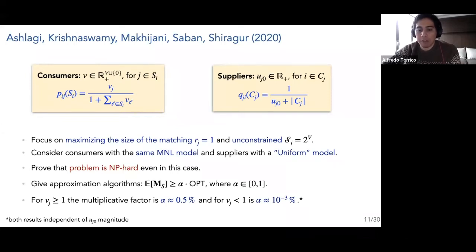For the other case, when consumers value staying less than leaving, the factor that they obtain is 10 to the minus 3%. As you can see, these factors are very weak in practice. They are not very meaningful, but at least we can see that they are constant, and do not depend on the size of the instance, for example. Both results are also independent of the magnitude of the outside score of the suppliers. It doesn't depend on Uj0.